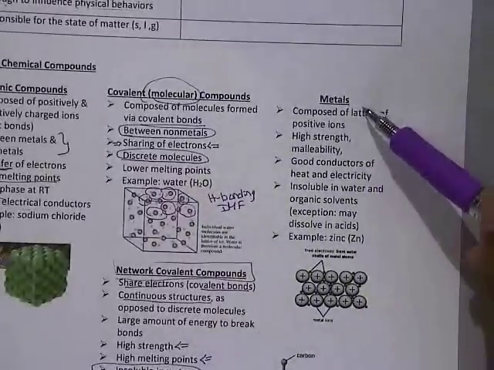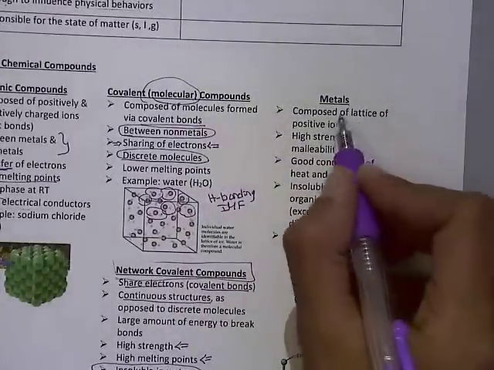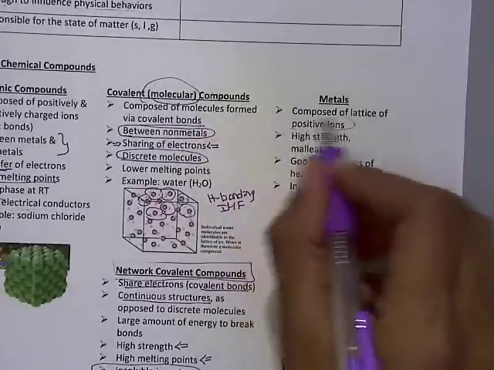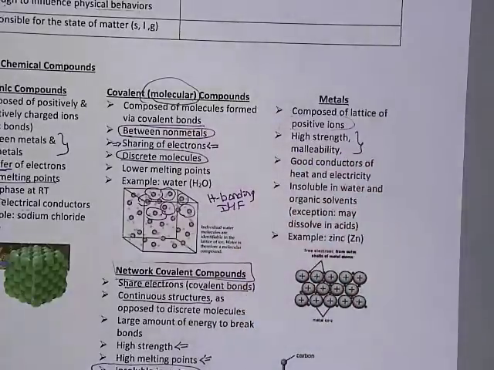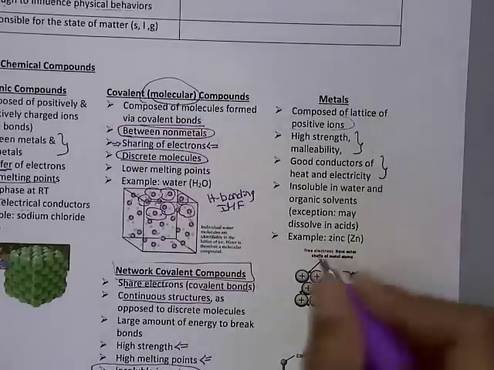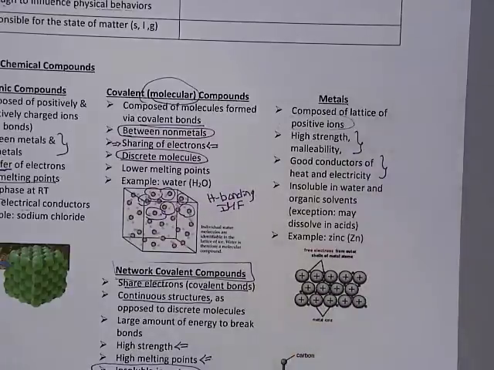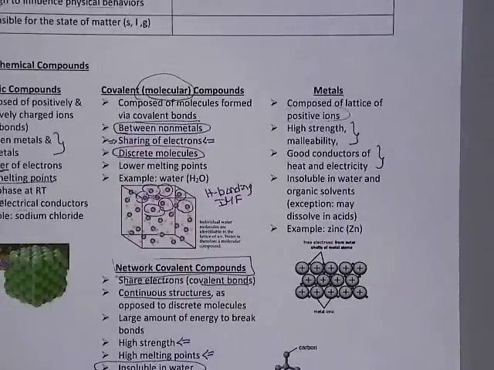The last class of compounds that we've talked about are metals. And metals are composed of a lattice of positive ions. They're extremely high strength, and they're good conductors of electricity. And the reason is that in metals, the electrons are free to roam between one another. And as we mentioned in class, what allows for a metallic bond to happen is the electron cloud is now attracted to the positive nucleus.